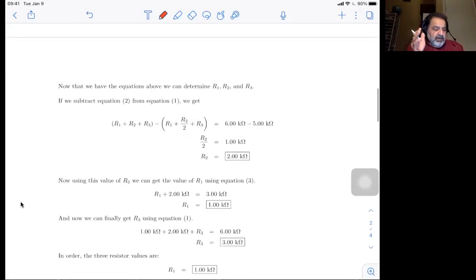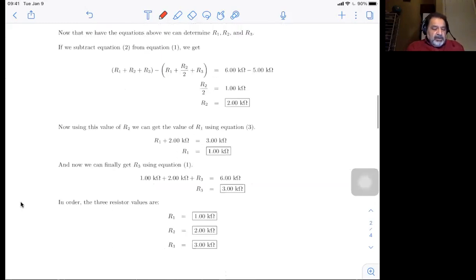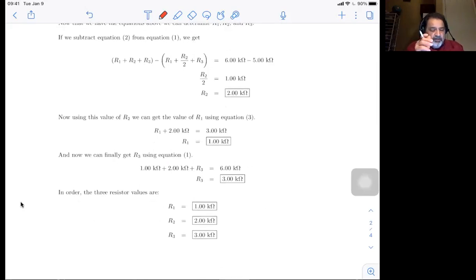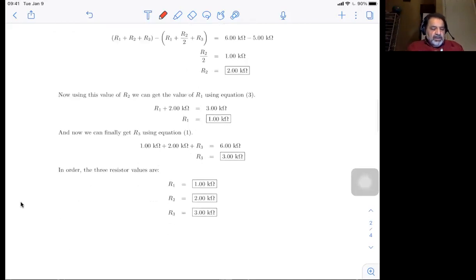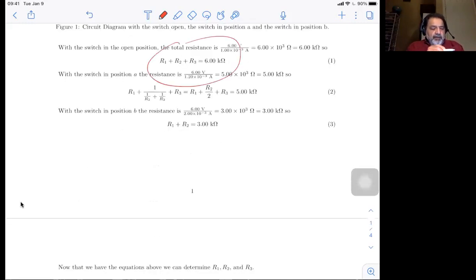Now, using this value of R2, we can get the value of R1 using equation 3. This is equation 3, R1 plus R2 equals 3 kilo ohms. So R1 plus 2 kilo ohms, which we just determined the value for R2, is equal to 3 kilo ohms. You subtract 2 kilo ohms from both sides of the equation, we get R1 is equal to 1 kilo ohm. So now we have R1 and R2. And now finally we can get R3 using equation 1. Here's equation 1. It's just very simple. It's R1 plus R2 plus R3 equals 6 kilo ohms.